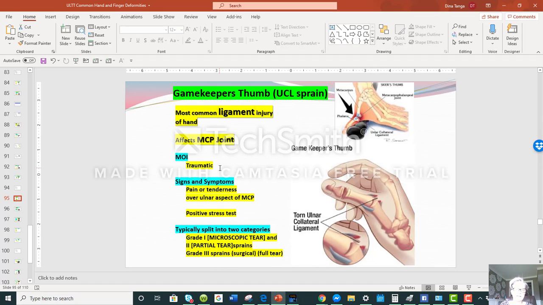Traumatic mechanism of injury, signs and symptoms, pain or tenderness over ulnar aspect of the MCP, positive stress test. Typically split in 2 categories, grade 1, microscopic tear, and grade 2, partial tear, sprains. Grade 3, sprains, surgical, a full tear.